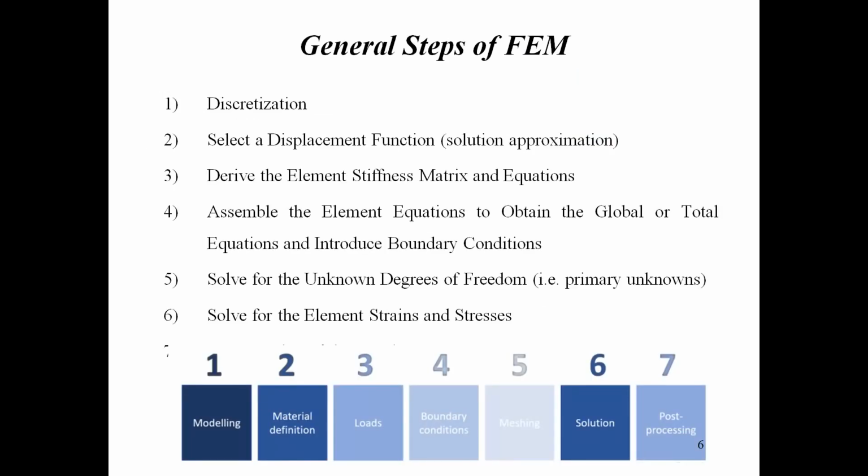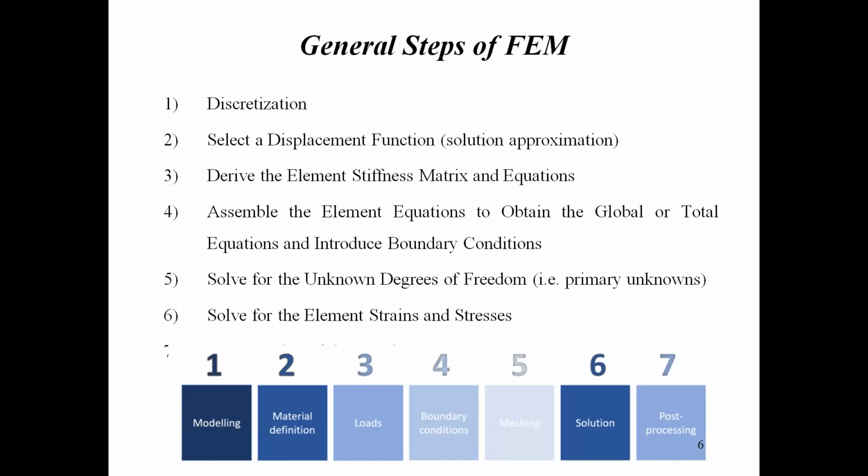There are basically 7 steps of the finite element method. So the first step is the discretization. Discretization means divide the body into a number of parts and develop elements and nodes. Second is to select the displacement function or solution approximation. It means we have to select some mathematical method. The third step is to derive the element stiffness matrix and equation.